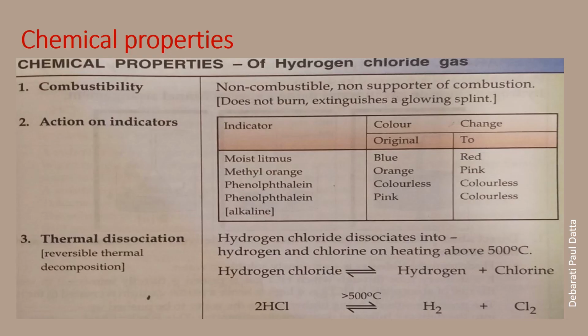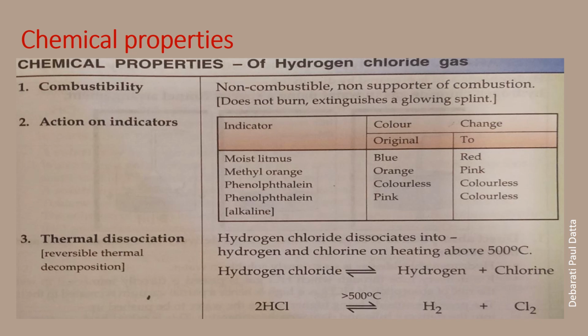In this slide, chemical properties of hydrogen chloride gas are given. It is non-combustible and a non-supporter of combustion. That means it does not burn or extinguish a glowing splinter. Very important point. You can put a double star next to it.